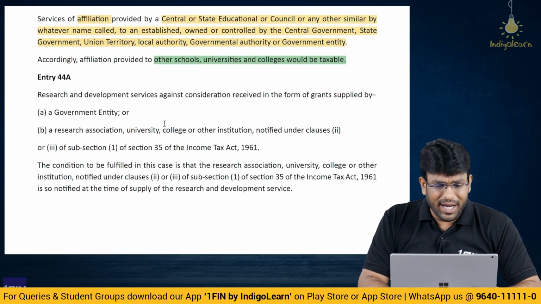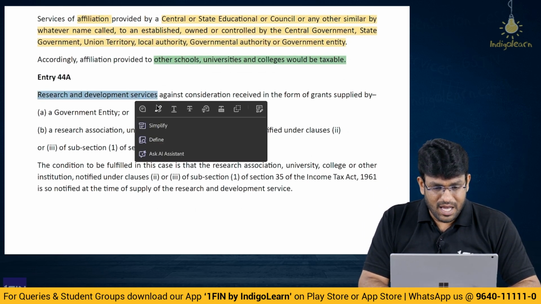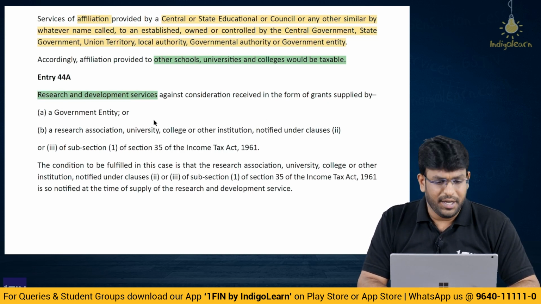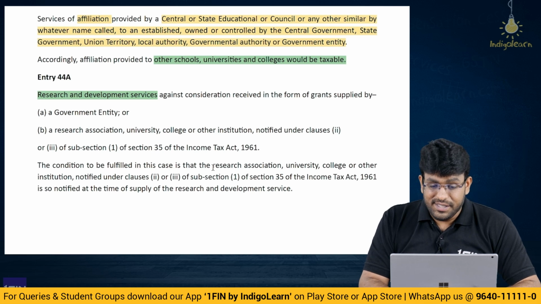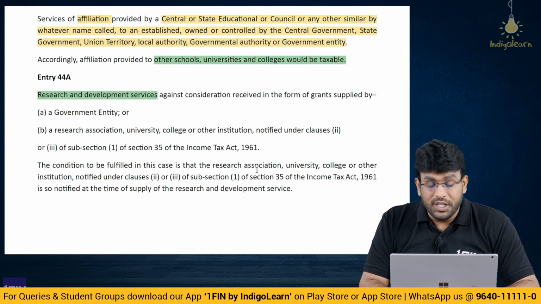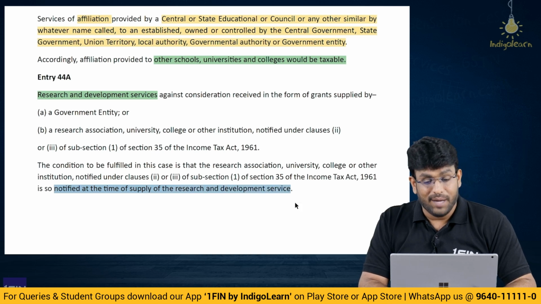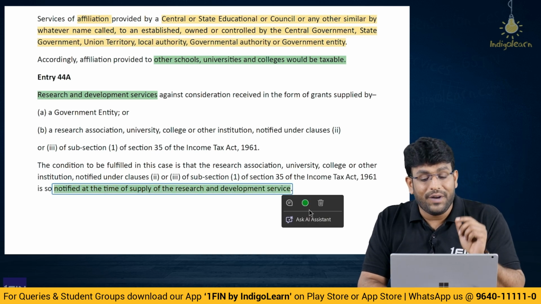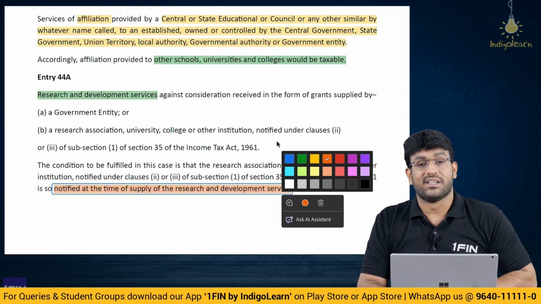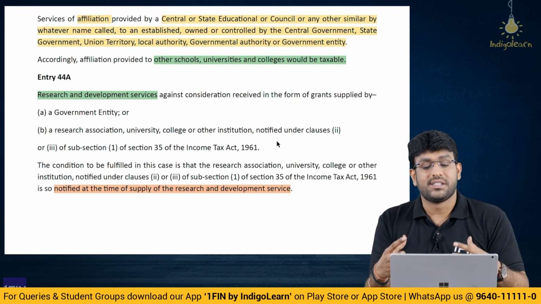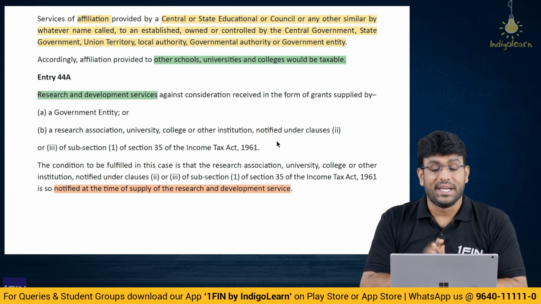Next, R&D services against consideration received in the form of grants supplied by a government entity or a research association, university, college or institution notified under income tax. The condition is that the research association or college should be notified under income tax at the time of supply of R&D service. That means at the time of supply of service, they must have been notified under income tax law. At the time when they are giving service, at that point of time, they must have been notified. So R&D service which is given against consideration received in the form of grants, that service will be exempt.